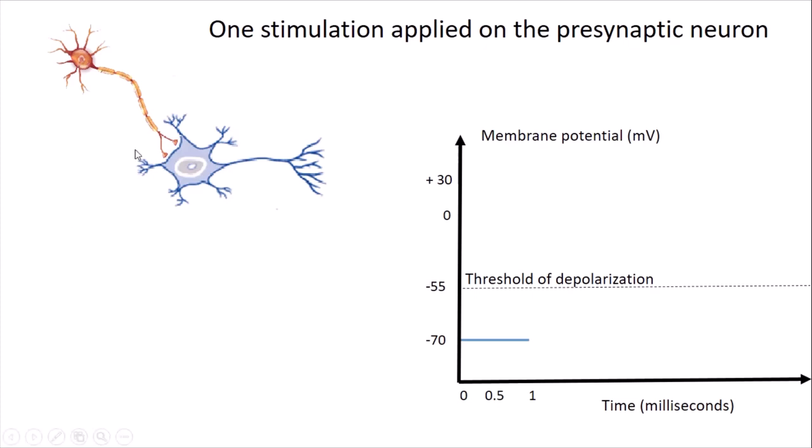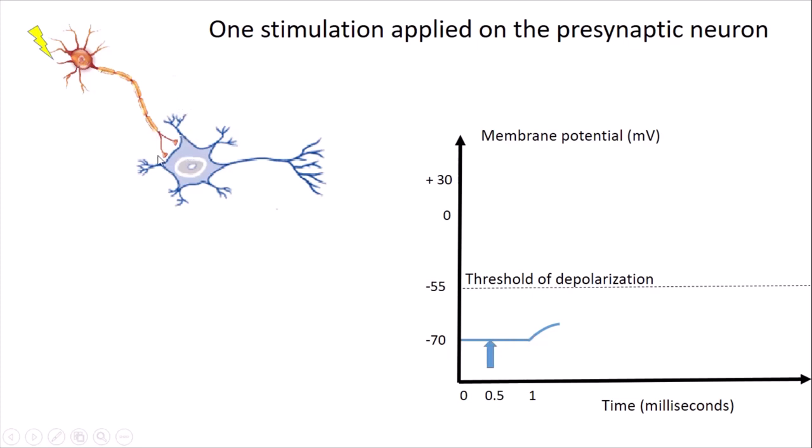Here we can see we have a single synapse between a presynaptic neuron and a postsynaptic neuron. And we're reading at first the membrane potential on the postsynaptic cell. We're going to apply a single stimulation on the presynaptic neuron and see what happens. So there we go. We apply the stimulation here. Here it is on the graph. After some time, some delay time, we notice a change in the membrane potential. It's becoming less negative. This delay, first of all, is called the synaptic delay.